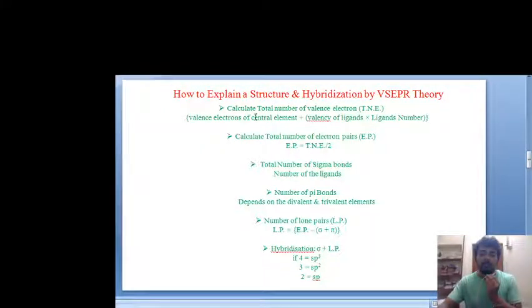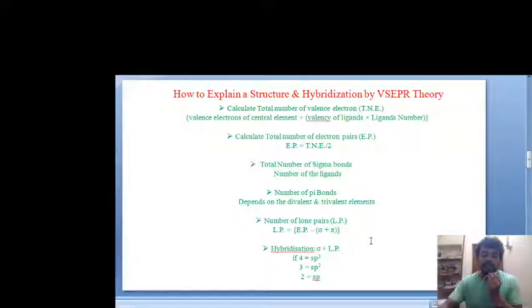First, we have to calculate the total number of valence electrons. The total number of valence electrons is the contribution of the valence electrons of the central element plus the valency of all the ligands. Then we calculate the total number of electron pairs, which equals the total number of valence electrons divided by 2. The number of sigma bonds is always equal to the number of ligands, and the number of pi bonds depends on whether the element is divalent or trivalent. The number of lone pairs equals electron pairs minus the sum of sigma and pi bonds, and hybridization is the sum of sigma bonds plus lone pairs.